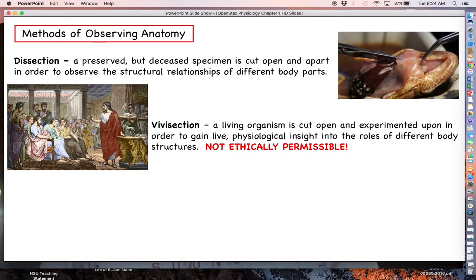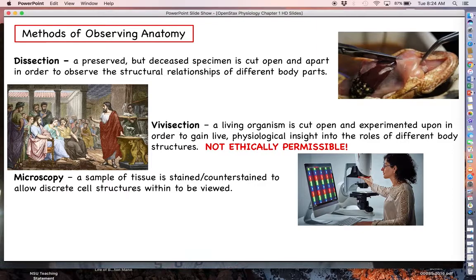Now, I know what you're thinking. You can immediately identify what the problem with vivisections is. It's horrible, it's brutal, it's barbaric, right? So thankfully, vivisections are not ethically permissible these days. So that's why, if this is the first time you're hearing about it, you've never heard about it, because nobody does these things anymore. It's brutal, it's barbaric, it's all of the above, right?